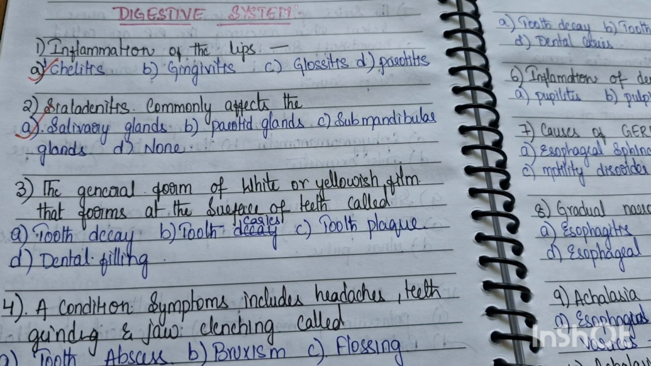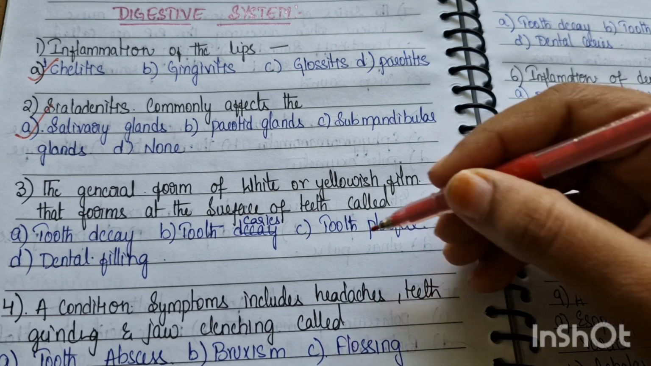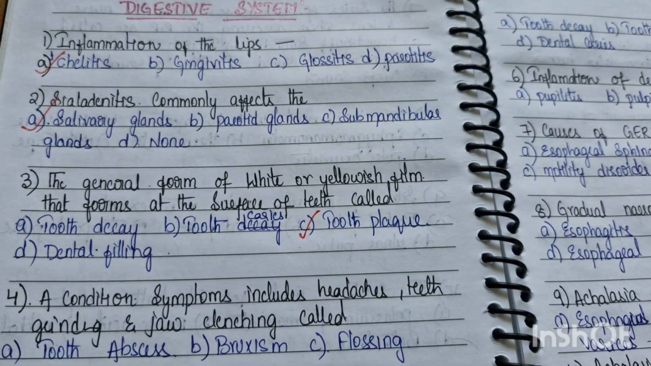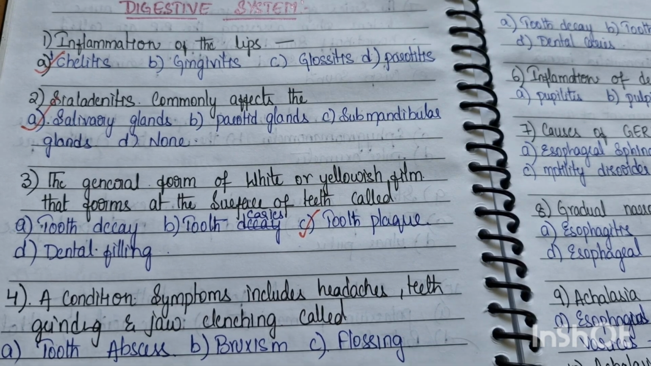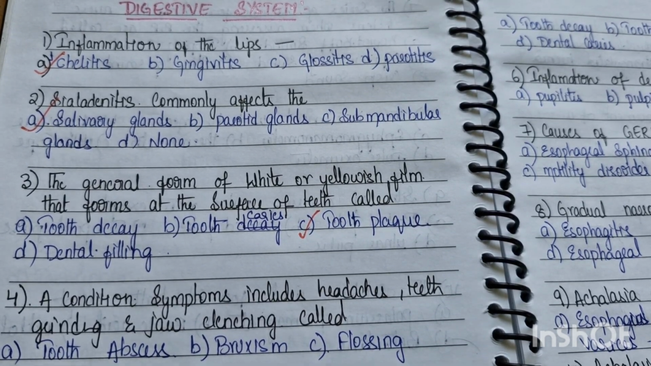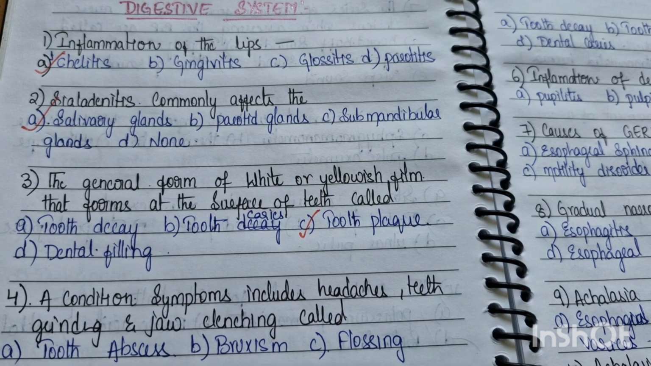So the third point is the general form of white or yellowish film that forms at the surface of the teeth, called what? They have given the options like tooth decay, tooth caries, tooth plaque or dental filling. Did you guess the answer? The answer is tooth plaque. Tooth plaque is the formation of the white or yellowish film on the teeth. So what do you mean by tooth decay? Decay means it is the process of the tooth caries.